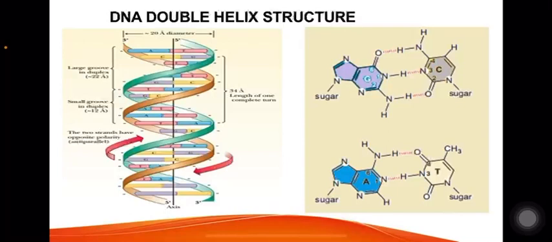The hydrophilic backbone of alternating deoxyribose and phosphate groups is on the outside of the helix, facing the surrounding water. The offset pairing of each strand creates a major groove of 22 angstroms and a minor groove of 12 angstroms on the surface of the duplex.